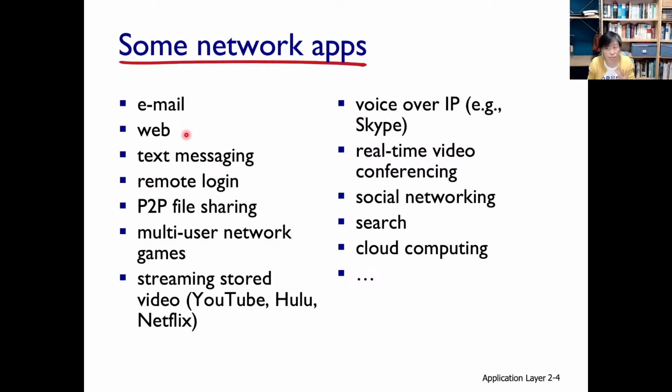Email, web, nothing more needs to be said. They are obviously email and web. Text messaging: Line, WhatsApp, Google Messenger. And if you are watching this from a YouTube live stream, that chat room is a text messaging app. Remote logging: if you downloaded a client to remote log into the PA server, then you're using a remote logging service. P2P file sharing, the most well-known one, BitTorrent.